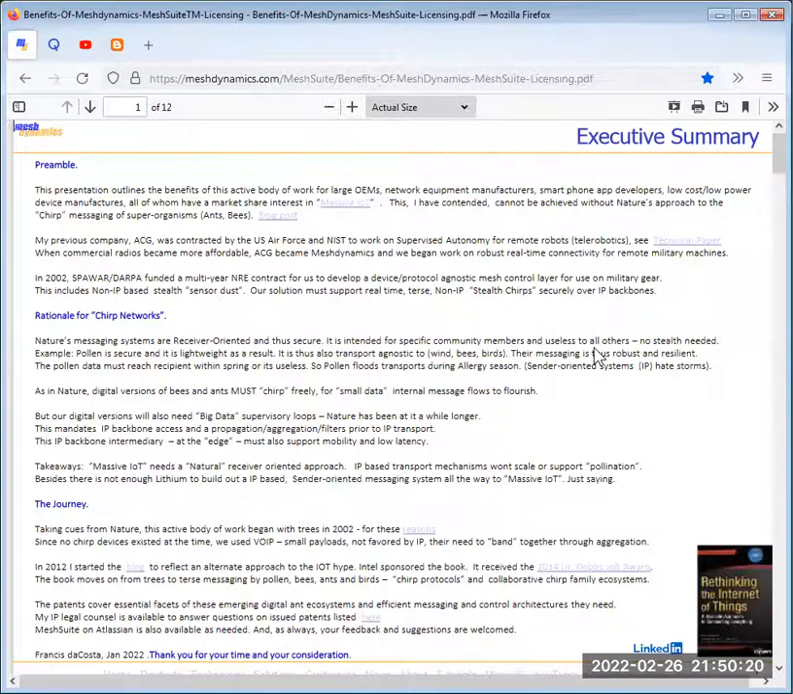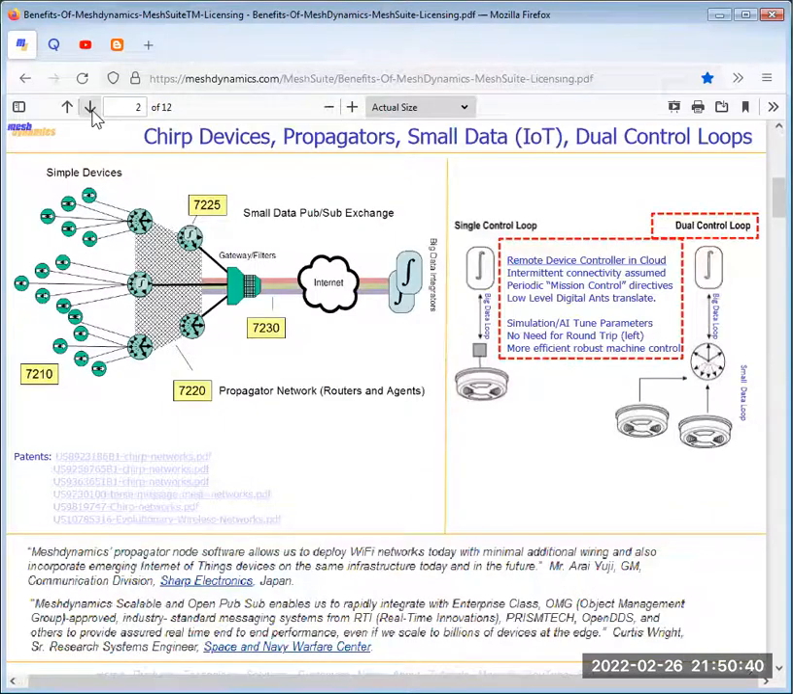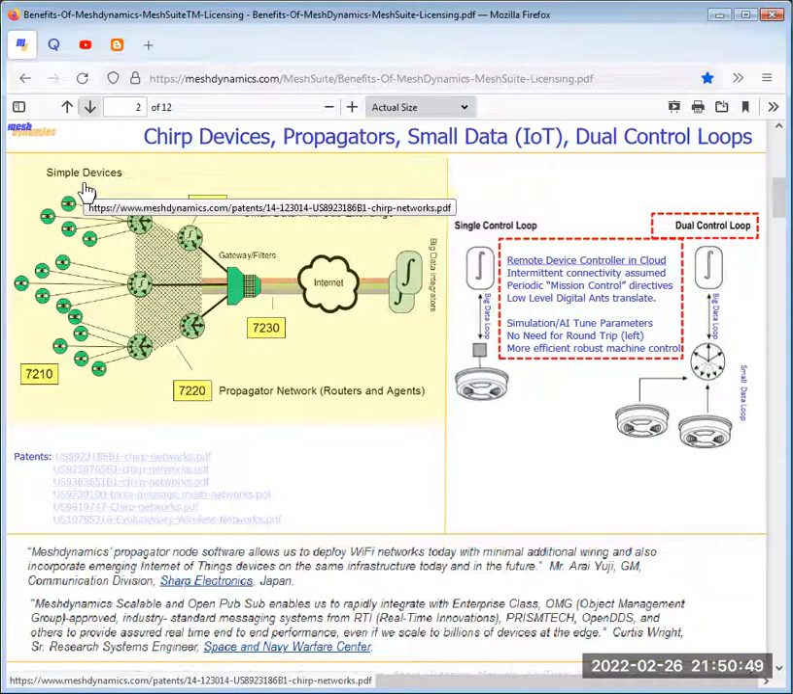Sort of explain what Chirp Networks is about and what its relationship is to the earlier body of work that I did with trees and how the two are connected. So the Chirp concept is essentially a three-tiered architecture where at the bottom you have very simple devices that need some form of translation because they're not using the standard IP backbone.